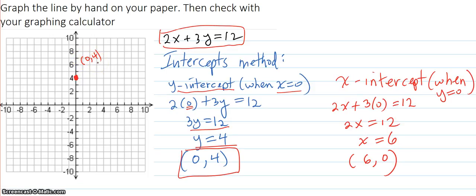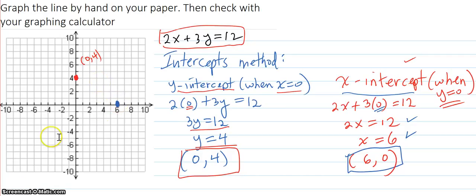Then you go on to the x-intercept over here, and that's when y equals 0. So you have 2x plus 3 times 0, put the y in there, of 0. So that's 2x equals 12. Divide both sides by 2, x equals 6. So (6, 0) is your x-intercept. So (6, 0) right here.